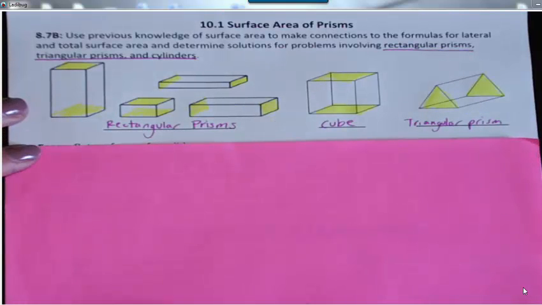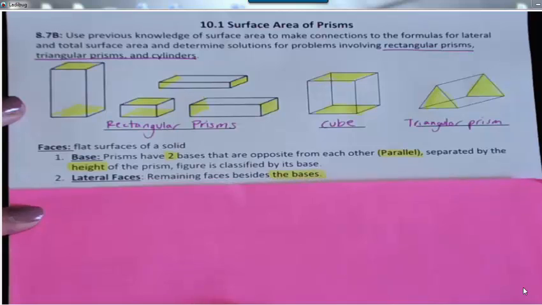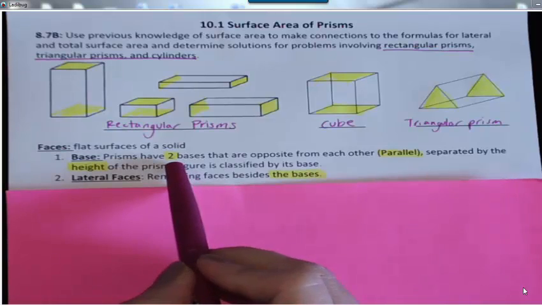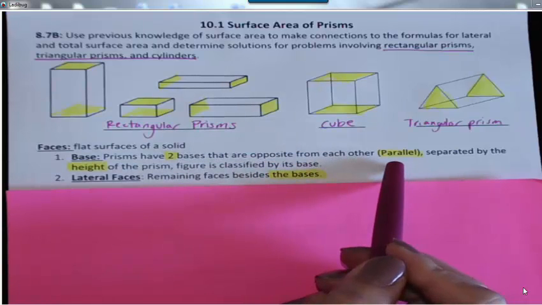Now yesterday we talked about more specific things about prisms and cylinders and three-dimensional shapes. Those things are called faces. Remember, a face is the flat surface of a solid. Now, of those faces, it's broken up into base and lateral faces. The base, which we just highlighted, for prisms there's always going to be two bases, and they're always going to be opposite of each other, which means that they're going to be parallel.